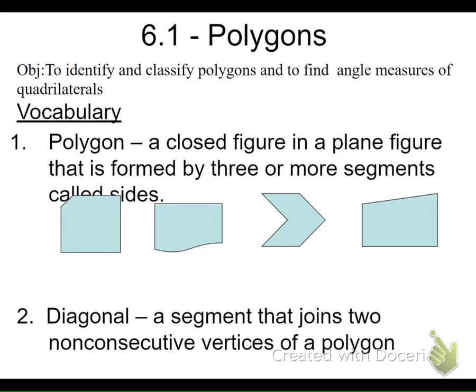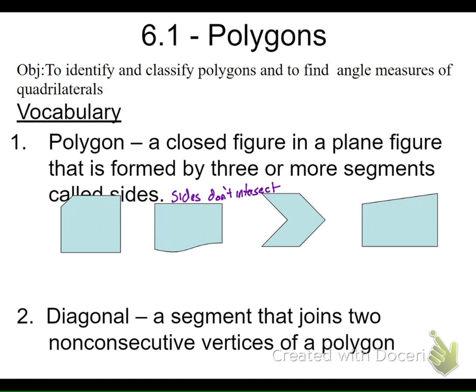Okay, so the first thing up says you want to be able to identify and classify polygons to be able to find the angle measures of quadrilaterals. That's our objective for today. So a polygon in itself is a closed figure in a plane that's formed by 3 or more segments called sides. I have one more clause that we put in there. The sides cannot intersect. So I'd add that in.